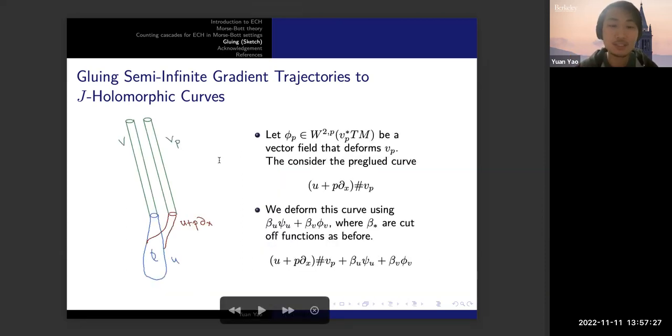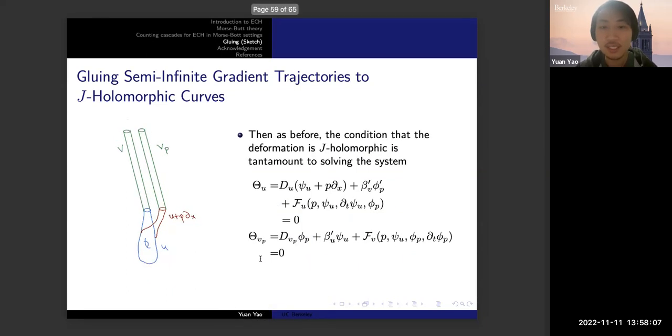So then you can run the same story, basically. You have psi P, which is a vector field over VP, and P that deforms that's responsible for deforming VP. And you can pre-glue the curve U plus P dx with VP, and you deform this curve using psi U and phi of P. Sorry, this is a typo. This is phi of P. And beta U and beta V are the same cutoff functions as before. And the result of the deformation is this map. And you can ask, well, when does this map give you a J-holomorphic curve?